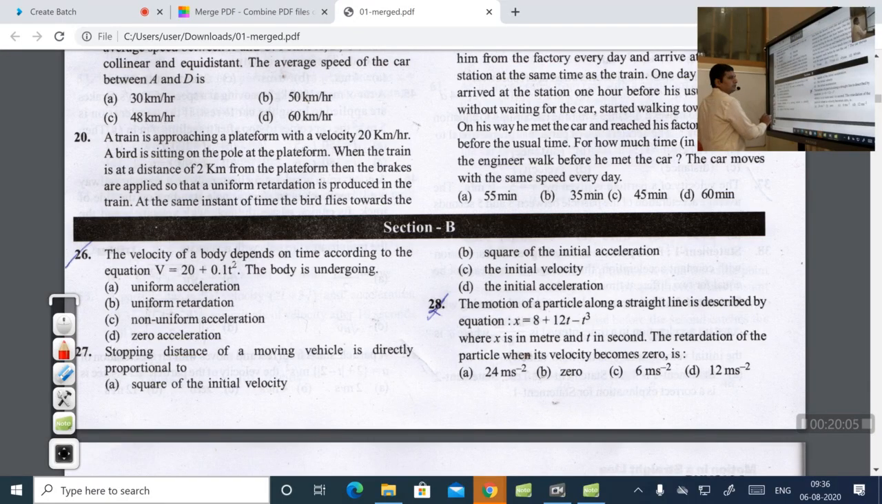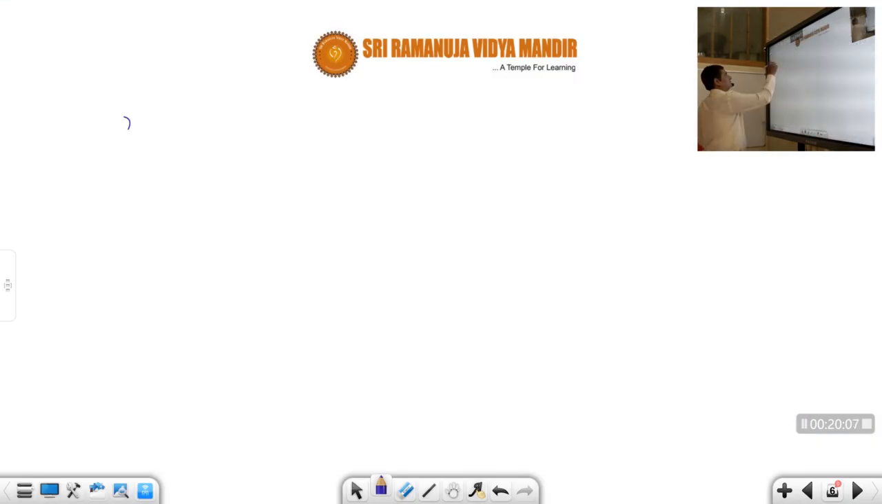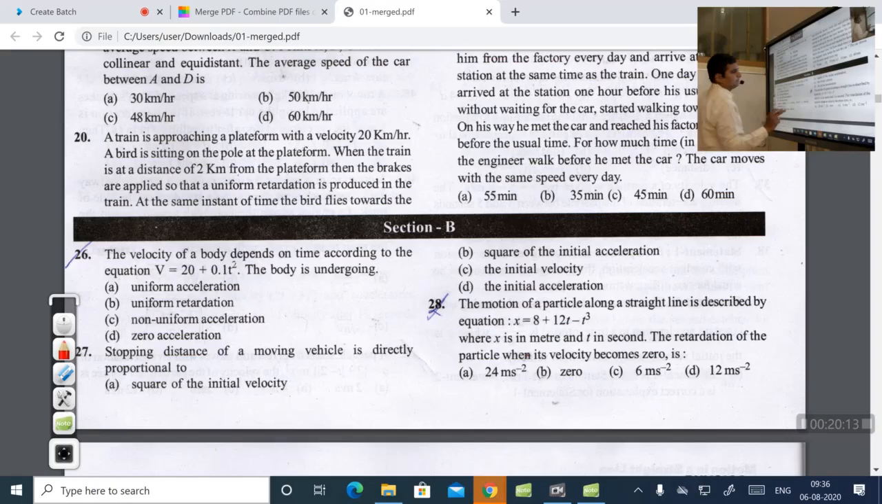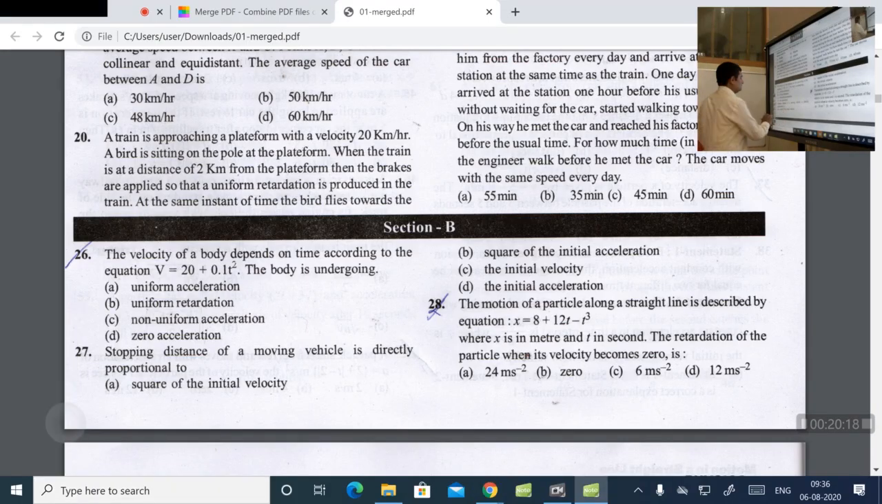x is equal to 8 plus 12t minus t cube. Correct answer? 8 plus 12t minus t cube. Now what is the retardation of the particle when its velocity becomes 0?